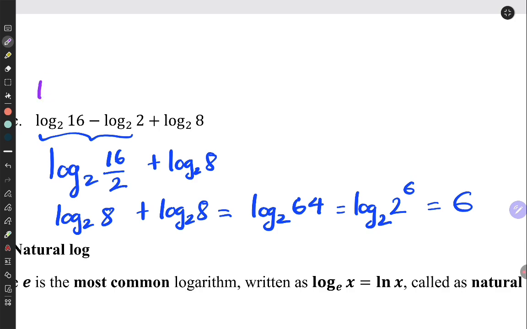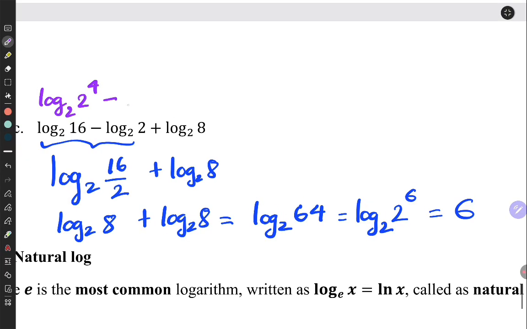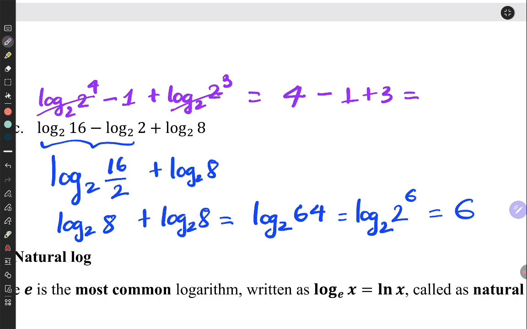Each one of these I also can simplify right away. 16, 2 to the power 4. The middle one, 8, 3. That equals 4, right? That is 1. That is also 1. 4 minus 1 plus 3 equals 6. See? Logarithm is just another kind of math.